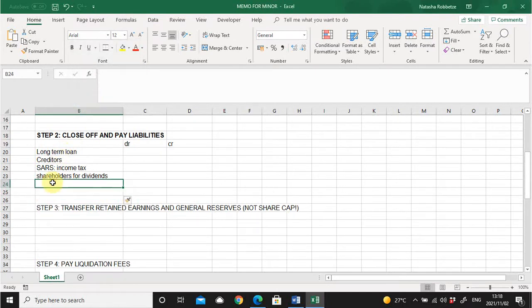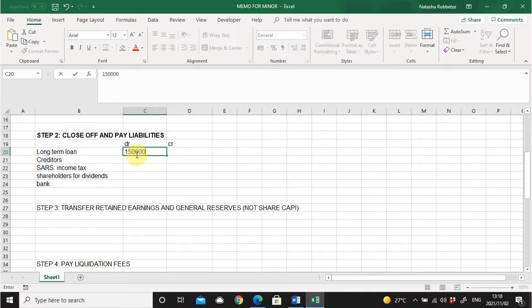Right. So there are some bank payments that need to be made. If I look at the long-term loan, I'm going to debit it by 150,000. The creditors are 52,000. The shareholders for dividends was 60,000. I'm just double checking my question to make sure that I don't use the wrong amount. And then SARS was 27,000.